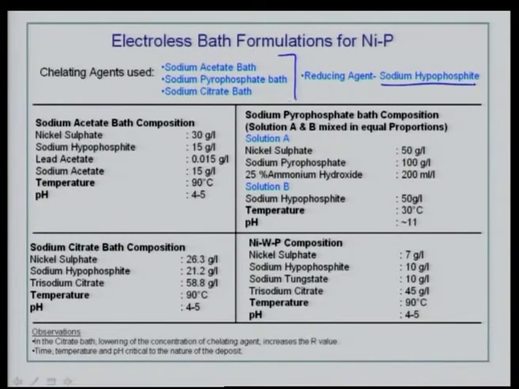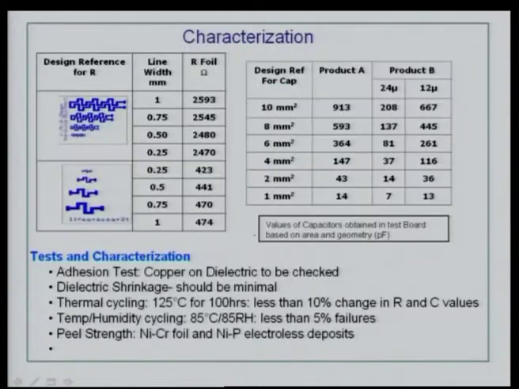There are 3 different baths available for nickel phosphorus, and for those who are interested in the details of creating or synthesizing your own bath, you can find these compositions here. And then this is for nickel tungsten phosphorus, and you have to do careful control of these electroless bath solutions to get the required thickness.